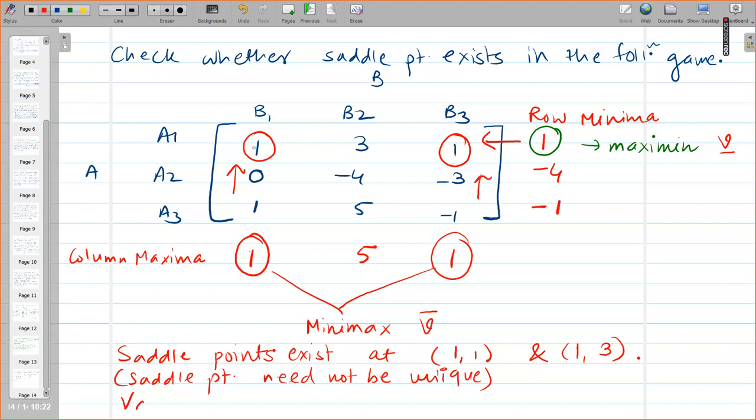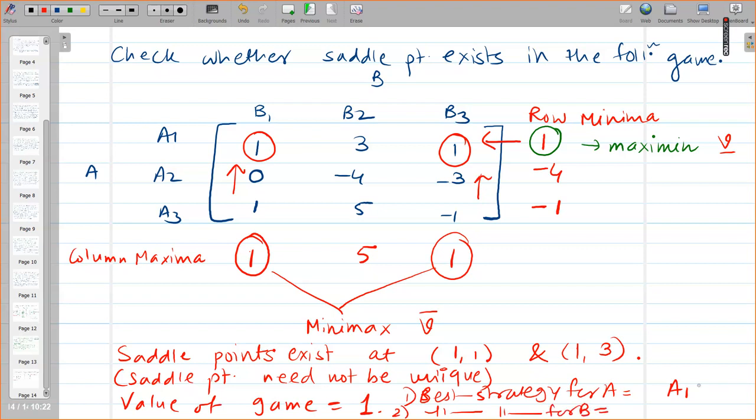What are the strategies? Best or pure strategy for player A क्या होगी? Best strategy for A क्या होगी? A1. And best strategy for player B? There are 2 strategies for player B. Either he should go for B1 or he should go for B3. Do you understand it? There is no response at all, girls, from your side. Have you understood it? Yes, ma'am.